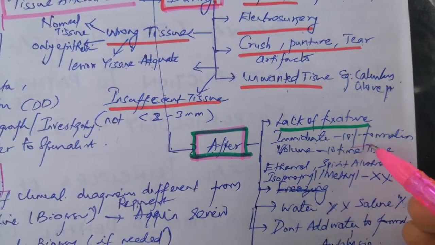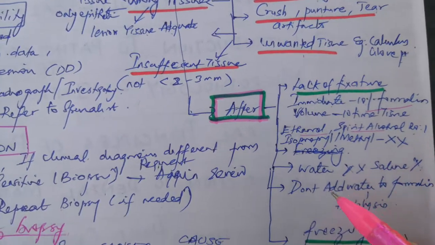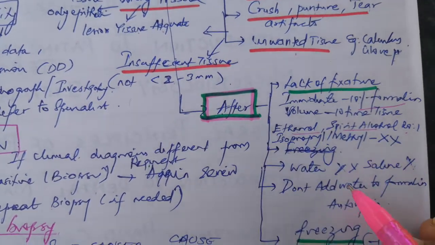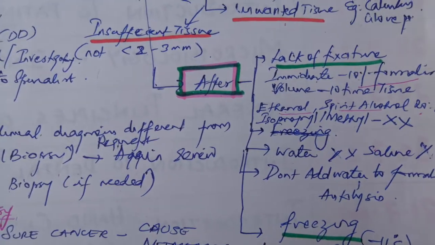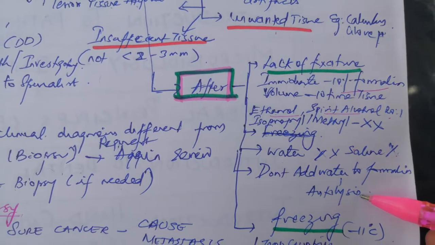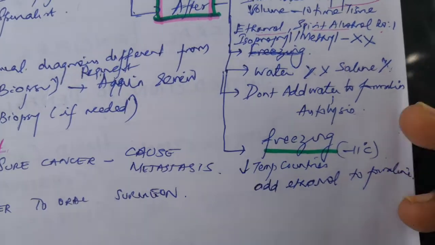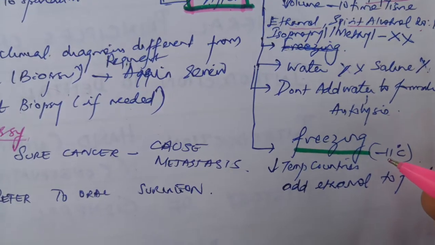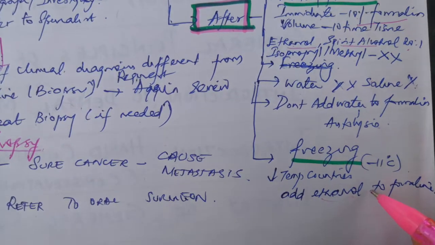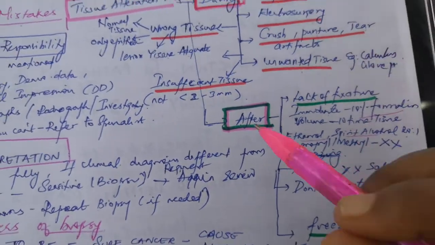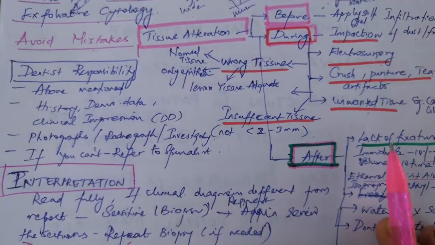If your formalin is not available, you can use ethanol or spirit alcohol in the proportion of 20:1, but do not use water, isopropyl alcohol, methyl alcohol or saline. Do not add water to increase the volume of the formalin, okay? It will lead to autolysis of the tissue. The next one does not happen in our situation: in cold countries, at minus 11 degrees, the tissue will freeze. To prevent this, we can add ethanol to the formalin so that it doesn't freeze and cause tissue alteration. Okay, these are the mistakes we encounter before, during and after the biopsy.